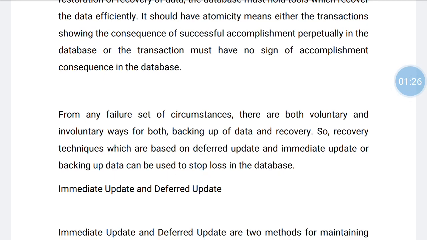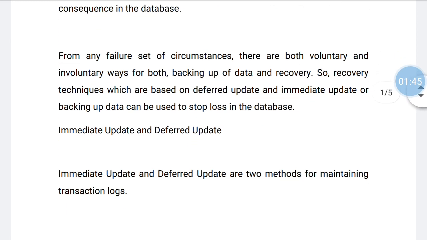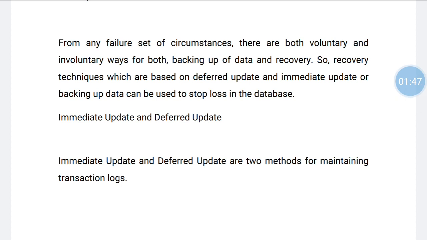From any failure circumstances, there are both voluntary and involuntary ways of backing up data and recovering data. So recovery techniques which are based on deferred update and immediate update, or backing up data, can be used to stop the loss in the database. So we have to understand firstly what the immediate update and deferred update are.